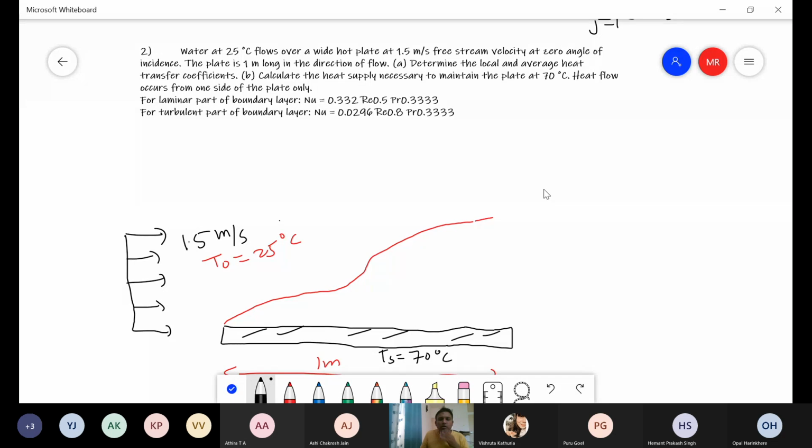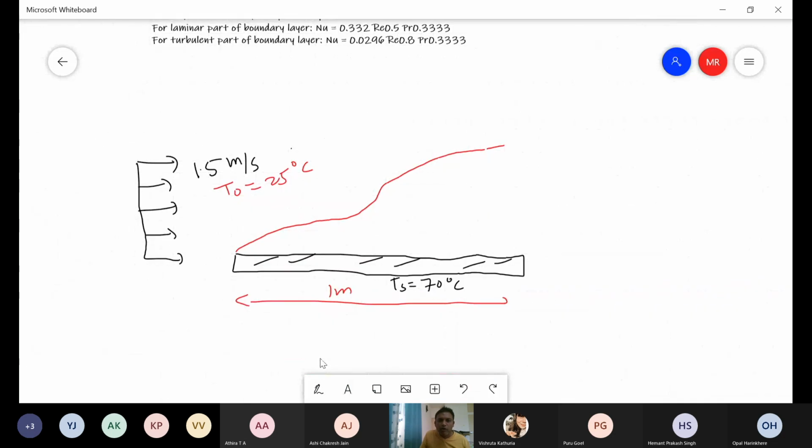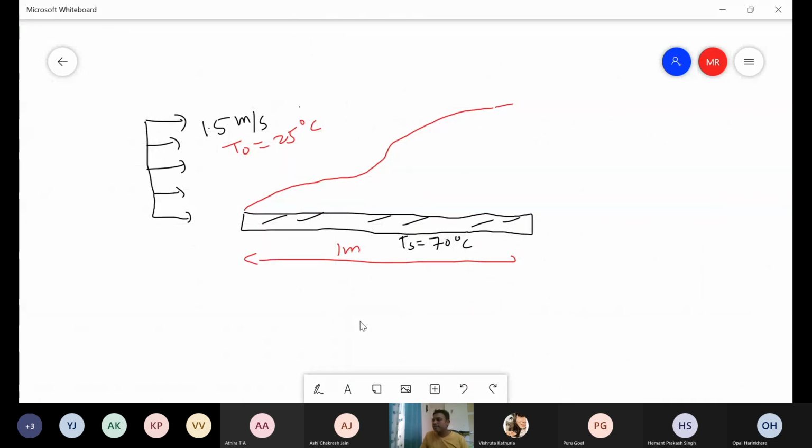Velocity is given as 1.5 meter per second. Okay. Now what is being asked in this particular problem is we have to find out the local heat transfer coefficient and the average heat transfer coefficient. Now, first thing which we have to decide here is whether this entire region of 1 meter is going to have a laminar zone or whether it is going to have both laminar as well as turbulent zone. Isn't it? That we have to first find out, isn't it?